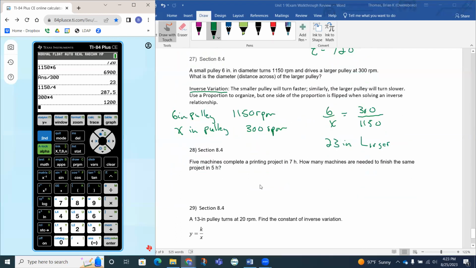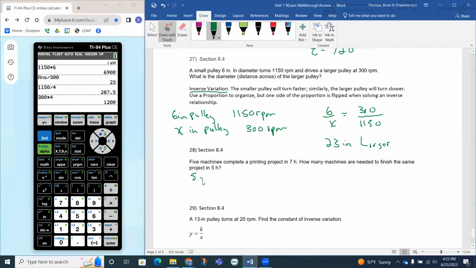So for question 28, 5 machines complete a printing project in 7 hours. How many machines are needed to finish the same project in 5 hours? Notice that if the time went down, that means I have to have more machines. So as I increase machines, time is going down. That's an inverse variation concept.